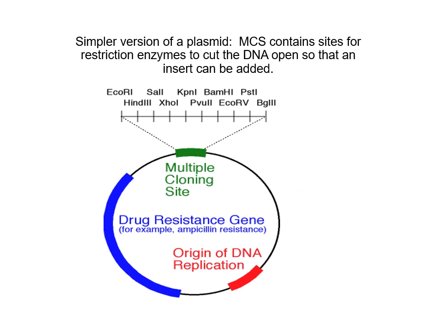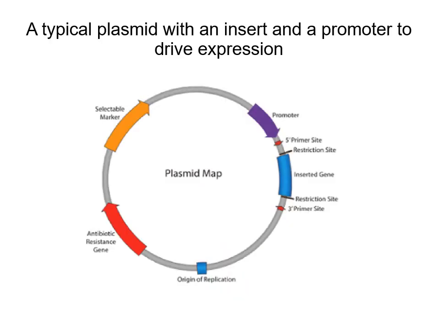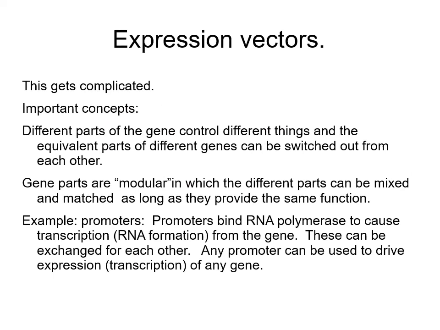So this is the simplest possible plasmid. It has an ORI, a drug resistance, and a multiple cloning site. All right. So this one also has a promoter. All right. So expression vectors, this is going to get complicated, and we're going to talk more about that next time, etc.